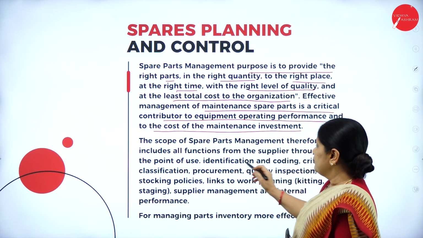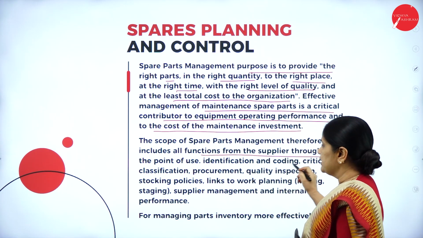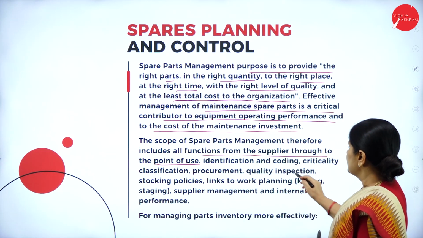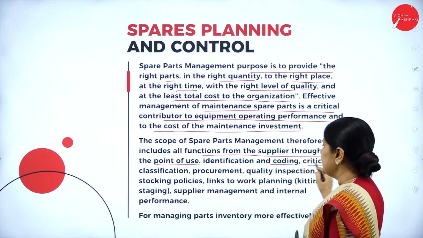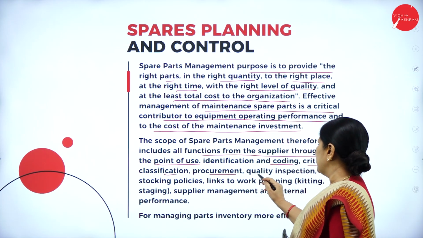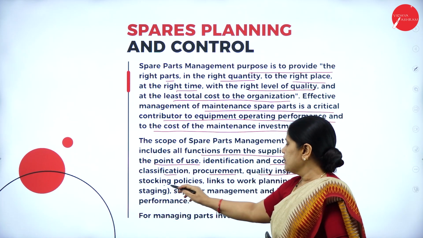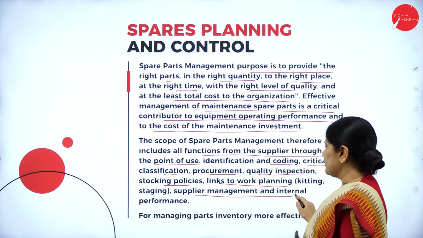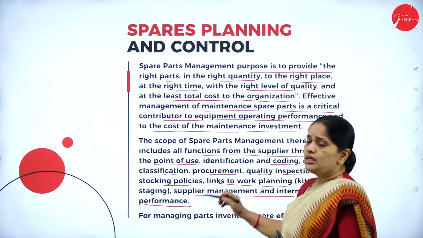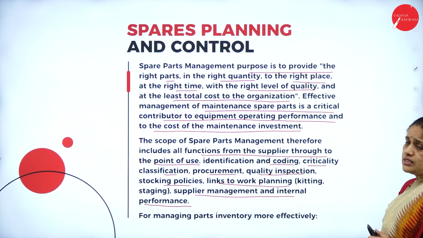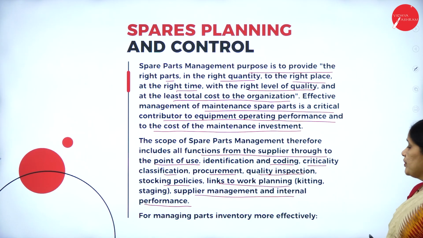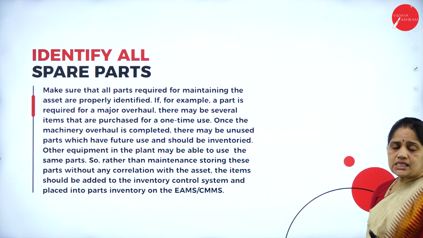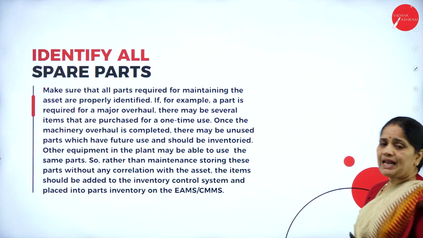The scope can therefore include all functions from the supplier through to the point of use. So: identification and coding, criticality, classification, procurement, quality inspection, stocking policies, links to work planning, kitting, staging, supplier management, and internal performance. So all these are the various issues before the spares planning and control. Then what are the various ways in which we can have better spares planning and control?